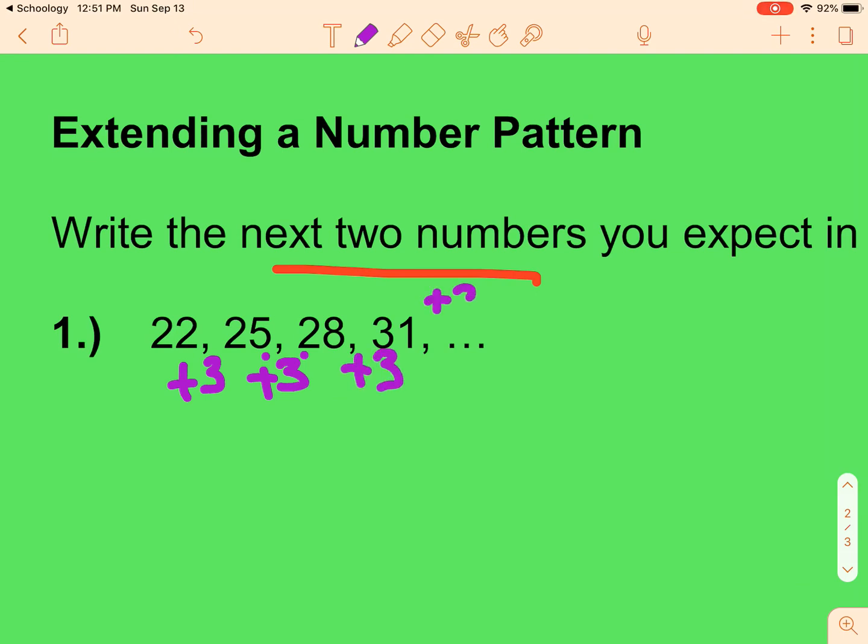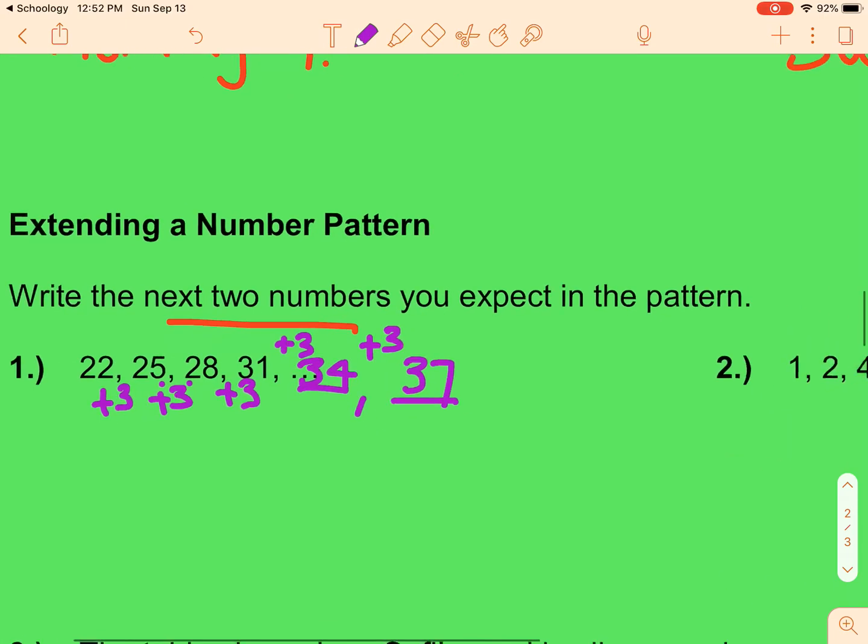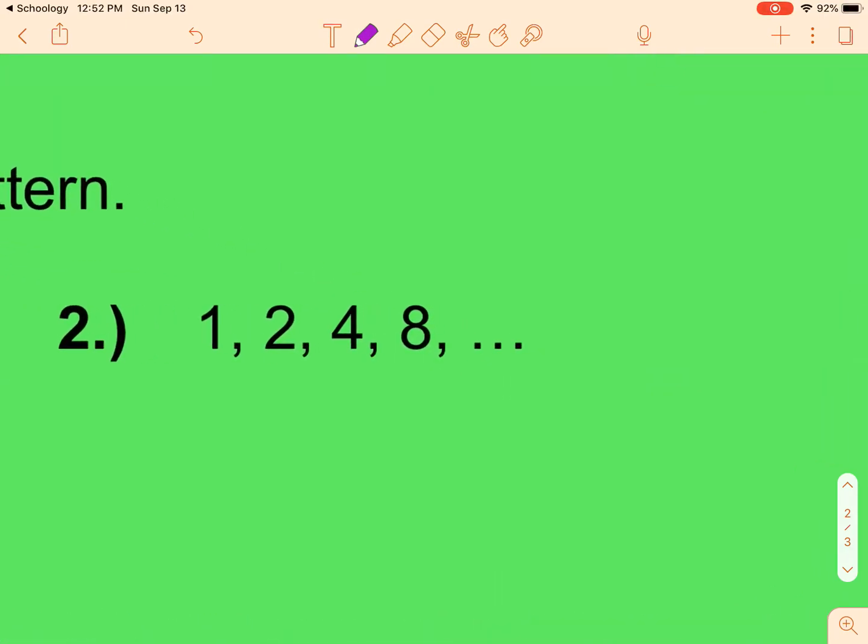So now I need to add 3 to get the next two numbers. Well, 31 plus 3 is 34. I'm going to add 3 again. 34 plus 3 is 37. So I'm done. I've predicted the next two numbers in the pattern. Now let's look at the next pattern.